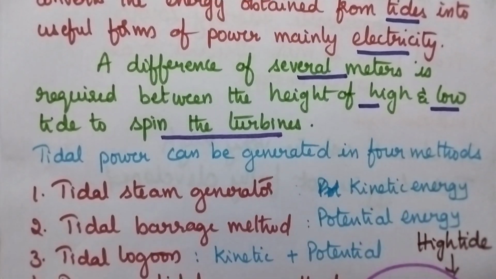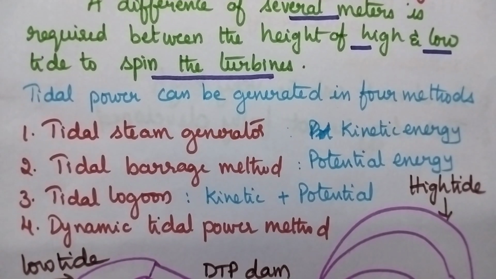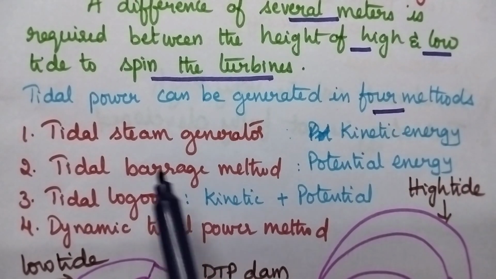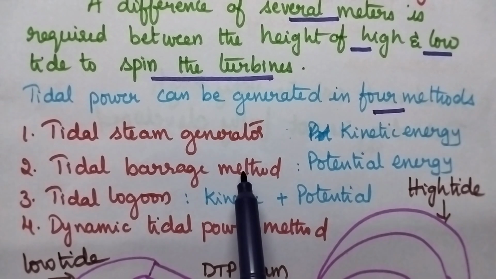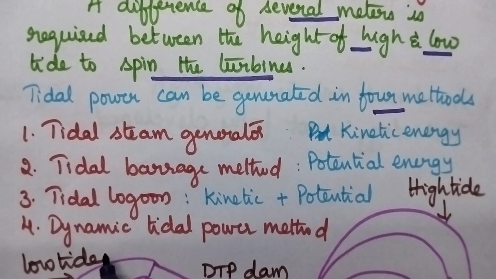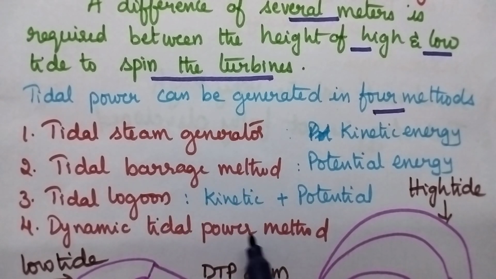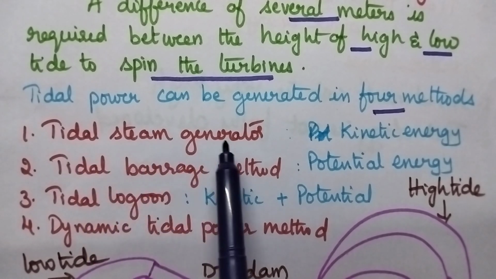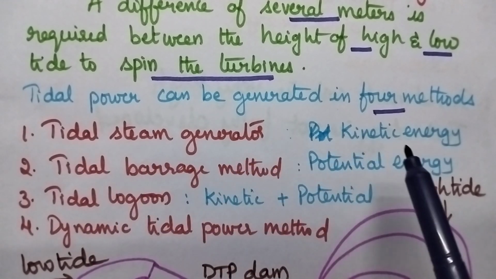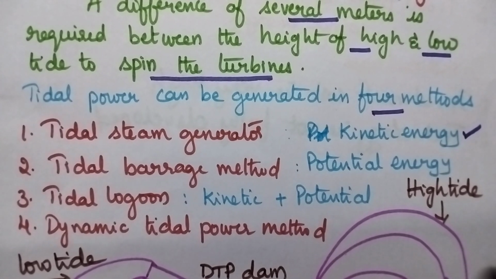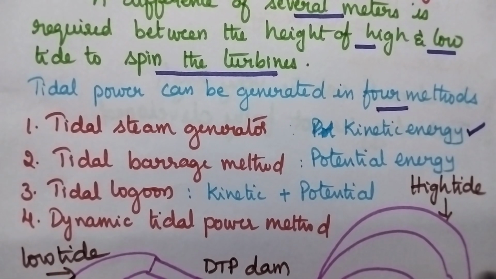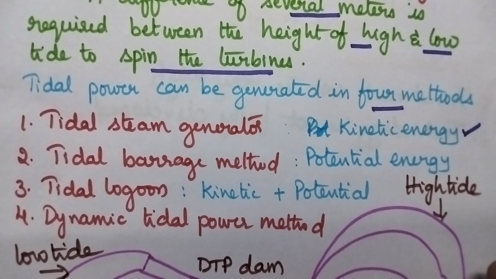So these tidal power plants may be of four types, especially tidal stream generator, tidal barrage method, tidal lagoon method, dynamic tidal power method. So coming to the tidal stream generator method, here it utilizes the kinetic energy associated with the tides for the rotation of the turbines, thereby producing the electricity.